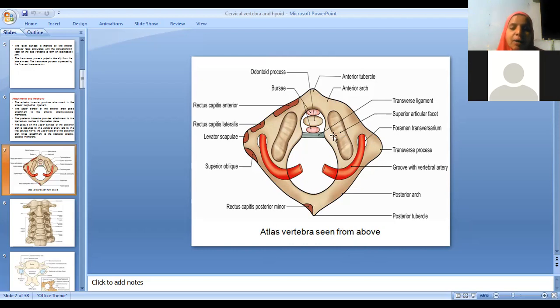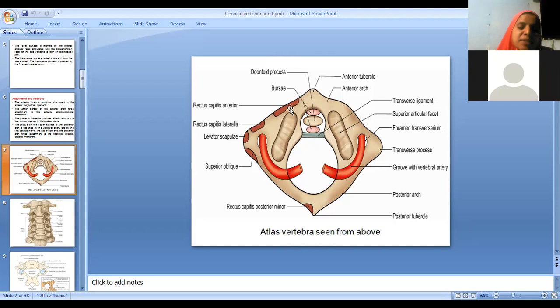This is the vertebral foramen. In this vertebral foramen, there is one transverse ligament which is dividing the whole of the vertebral foramen into anterior and posterior halves. In the anterior half, you are finding the projection of the dens, also called the odontoid process. The odontoid process will have a bursa anteriorly and posteriorly so as to allow free movement of the joint.